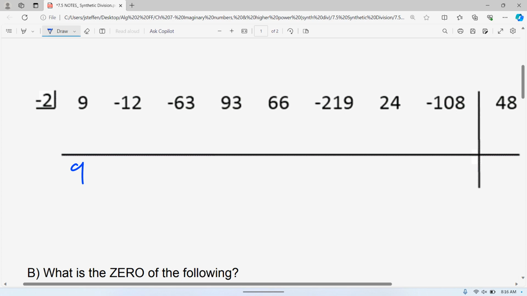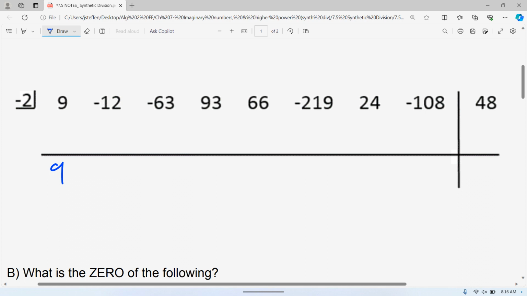Start that loop. Times 9 is negative 18. Negative 12 minus 18 is negative 30, I think. And negative 30 is positive 60. Negative 3 plus 60 is negative 3. Add those together. Is positive 6.